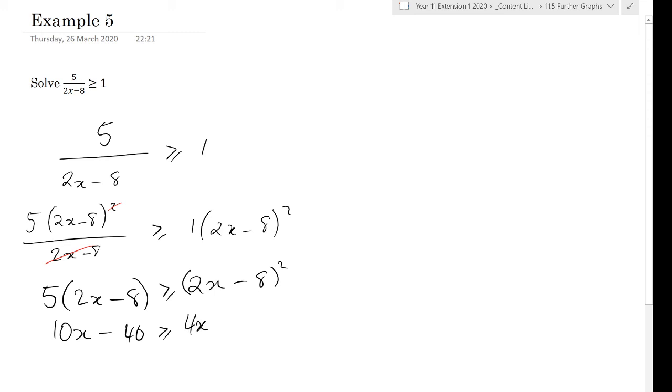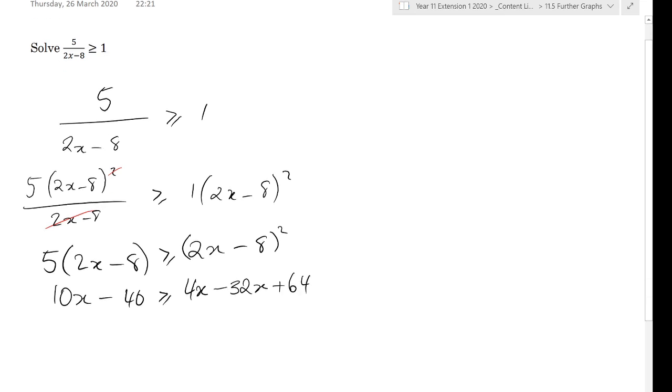4x squared, 2x times 8 is 16, times by 2 is negative 32x, and then minus 8 times minus 8 is 64.